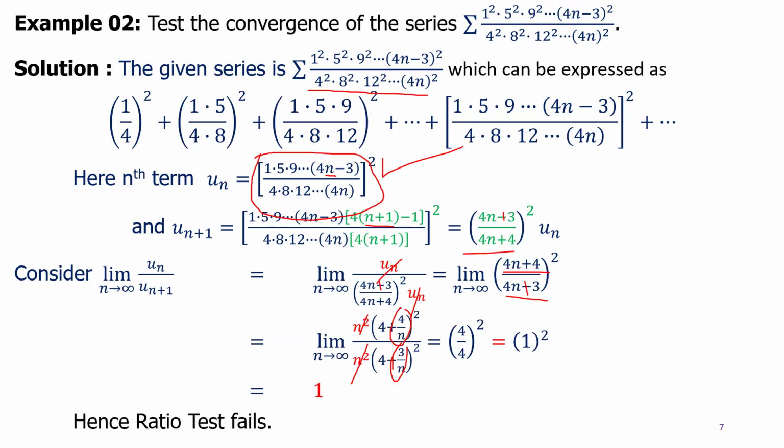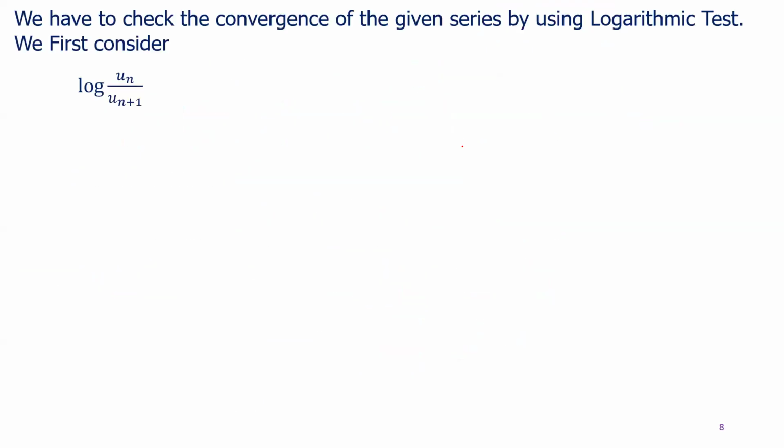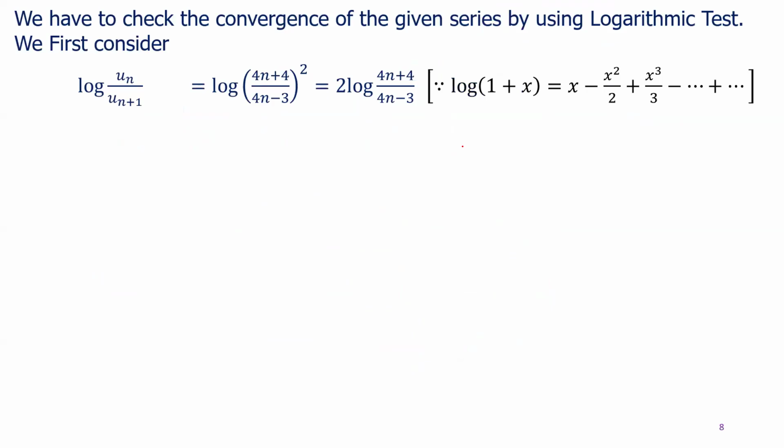So let us consider, we have to check the convergence of the given series by using the logarithmic test. We first consider log of un upon un plus 1. And un upon un plus 1 is nothing but (4n plus 4) upon (4n plus 3) whole square. And the power rule, log of m to the power n is n log m, gives 2 log of (4n plus 4) upon (4n plus 3).